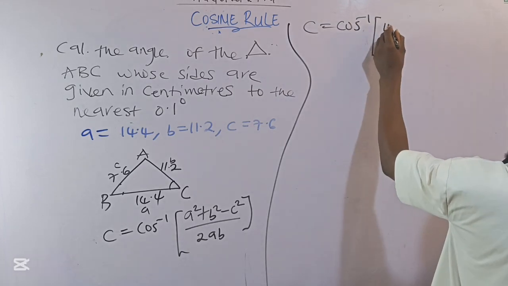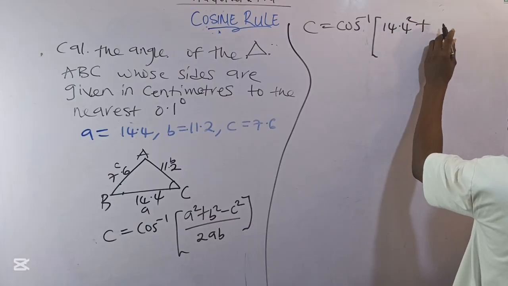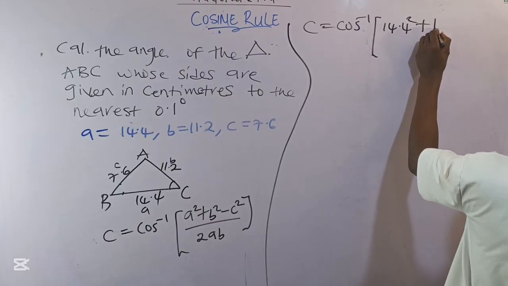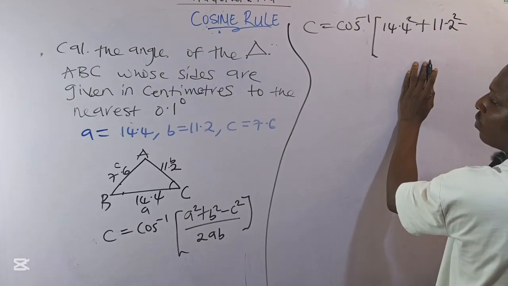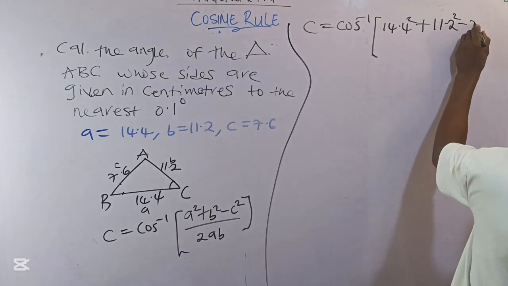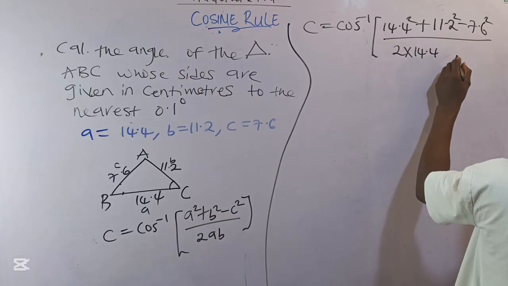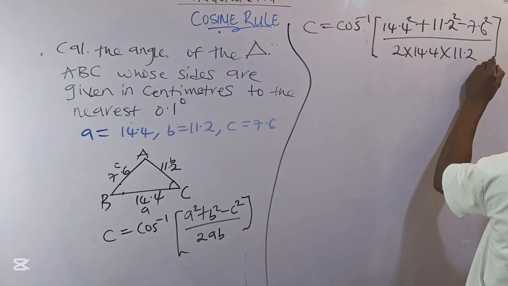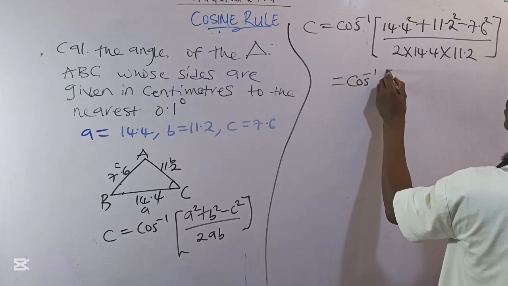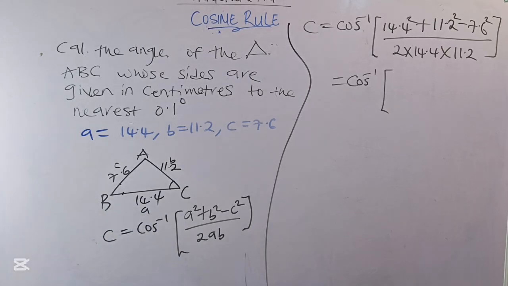My A there is 14.4, so I have 14.4 square plus my B is 11.2 square minus the value of my C. And my C is 7.6. 7.6 square all over 2 times 14.4 times 11.2. So I'll have cos inverse in brackets, I simply have 14.4 square plus 11.2 square minus 7.6 square.